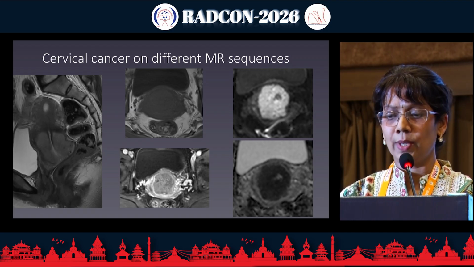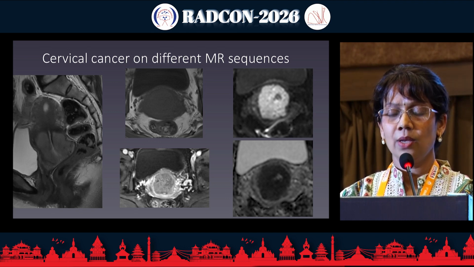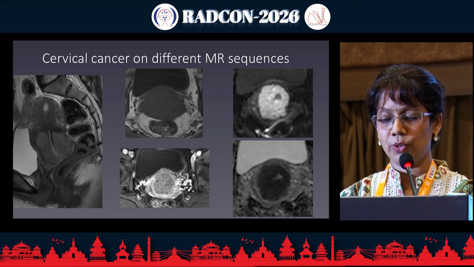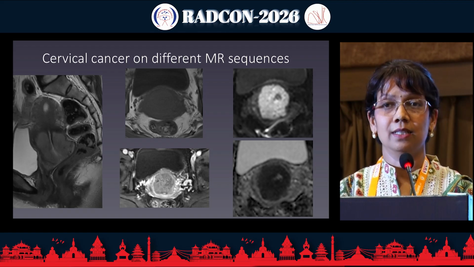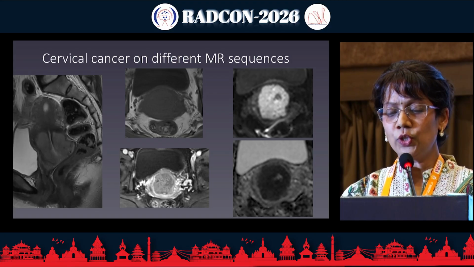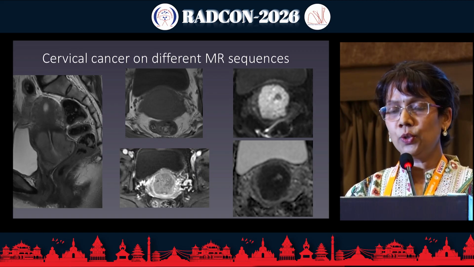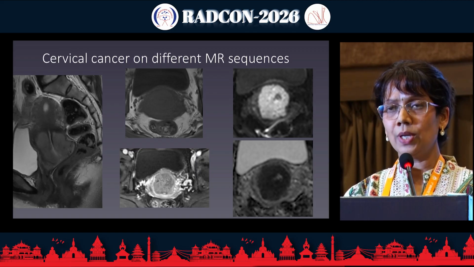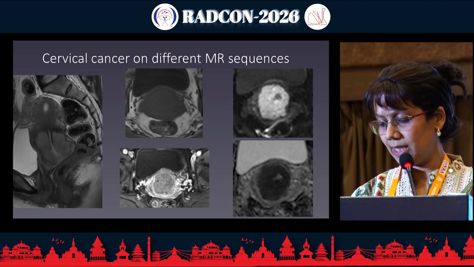Unlike on a T1 sequence, where it is seen as a homogeneously isointense mass without any zonal differentiation, on a contrast-enhanced study it is seen as enhancing in the early arterial phase, and it shows peripheral enhancement, particularly for the masses which are larger. It shows restricted diffusion, as seen here, as high signal on DWI and low signal on the ADC sequence.